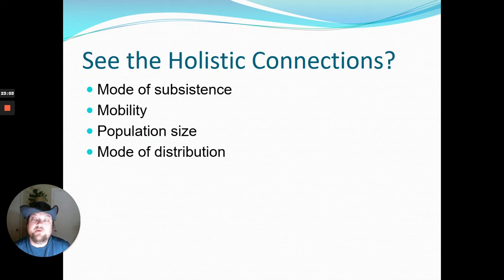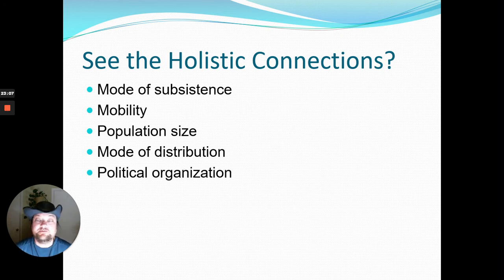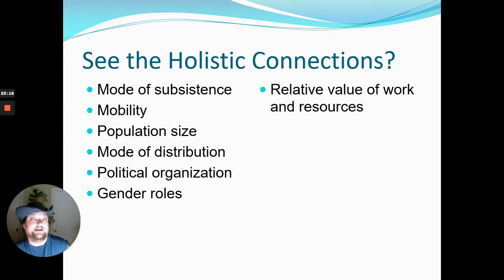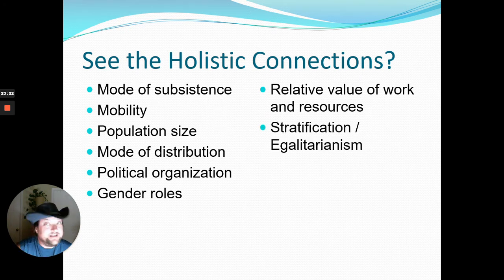You know, the mode of distribution, again, small population, it's easier to maintain a system of reciprocity. It's easier to maintain an informal political system. Gender roles tend to be more egalitarian as well. The value of work and resources is different depending on all these other things. So that's what we've been talking about here, the difference between stratified systems and egalitarianism.